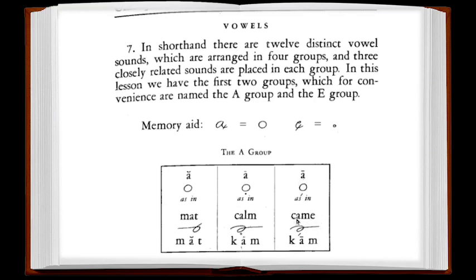There's no C in the Gregg alphabet. So came, to spell phonetically, is K-A-M. And so Gregg is phonetic. We write K-A-M. And this little line under it represents the long A, came.